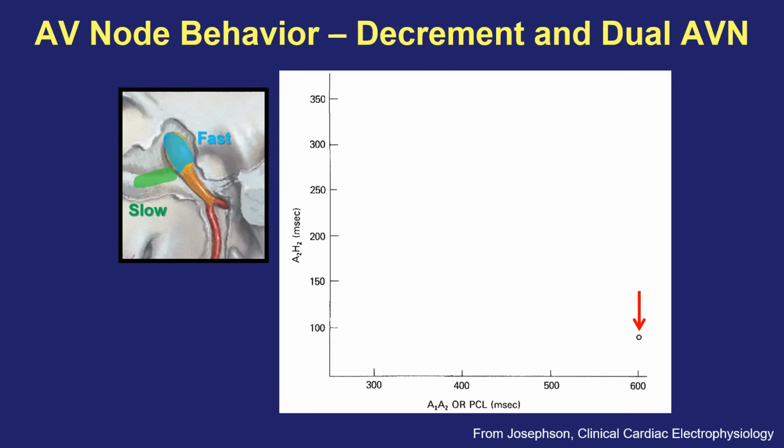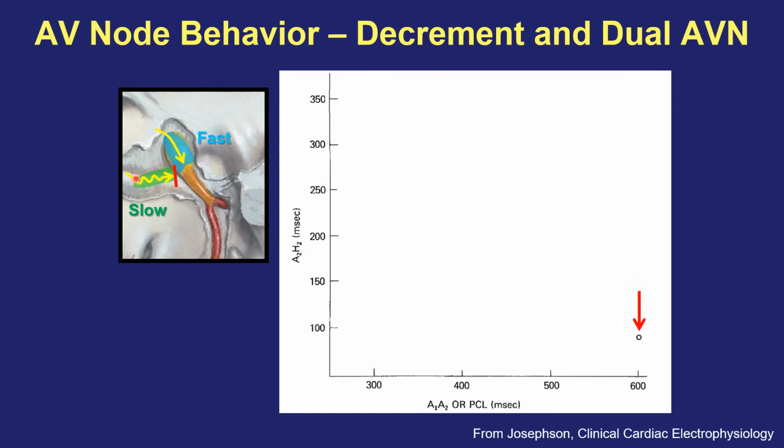Well, what's going on is we are conducting forward through both the fast and the slow components of the AV node. I've drawn the fast here in blue and the slow, this right inferior extension, in green. Both of these feed into the His bundle, but as we deliver an A2 test pulse and we go down both components of the AV node with these longer intervals, it is of course the faster component that is going to win the race and conduct through to the His.